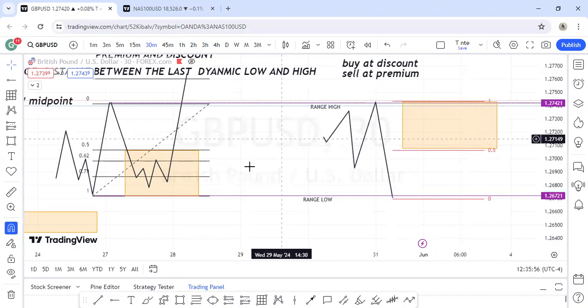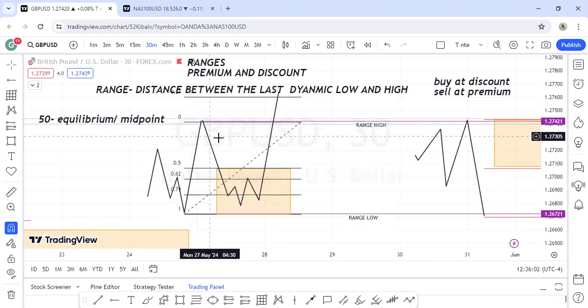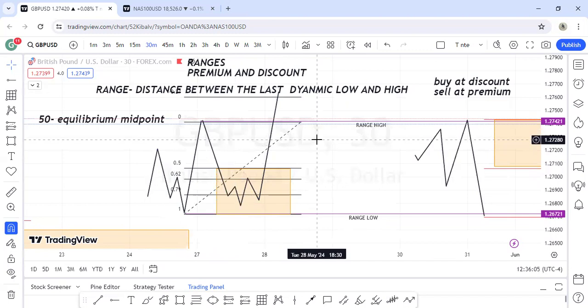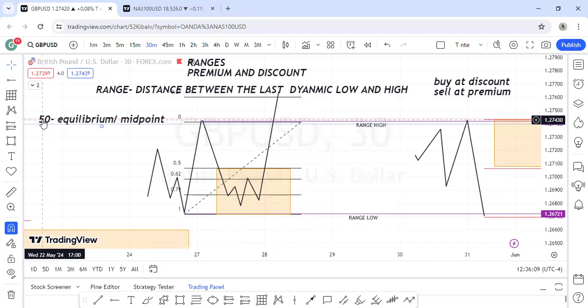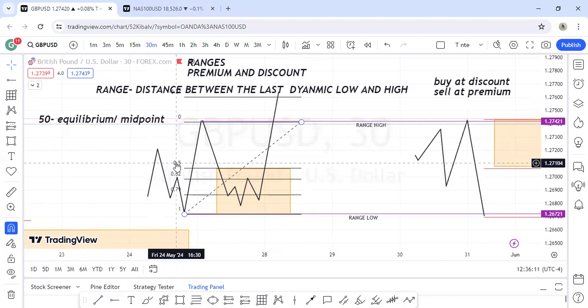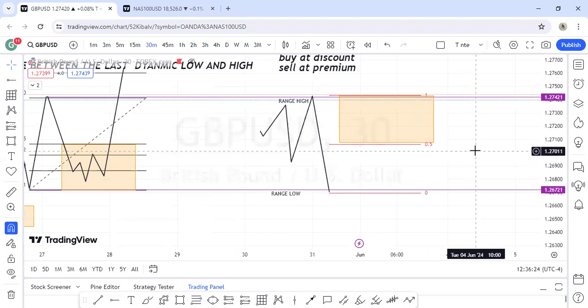I'm calling this 50 because 0.5 is 50%. If you divide 50 by 100, it is 0.5. So this is a decimal, while this is a full number. So 50% is the same as 0.5, because if you divide 50 by 100 you get 0.5. So you either say 50% or 0.5 fib level. Don't mind my English.